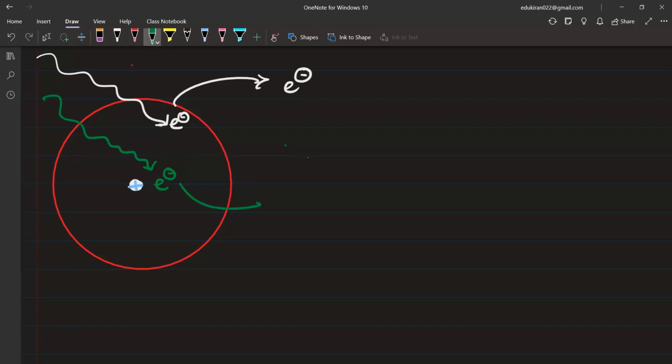Green one gets ejected, because it is nearer to the nucleus. It has more attraction to the nucleus. Correct. It will be experiencing more attraction towards the nucleus.